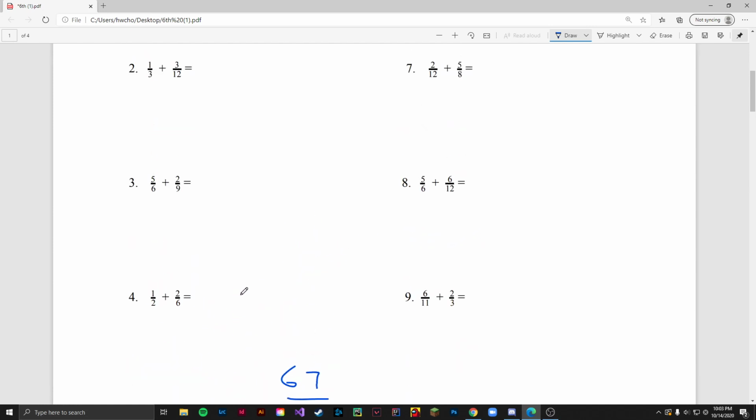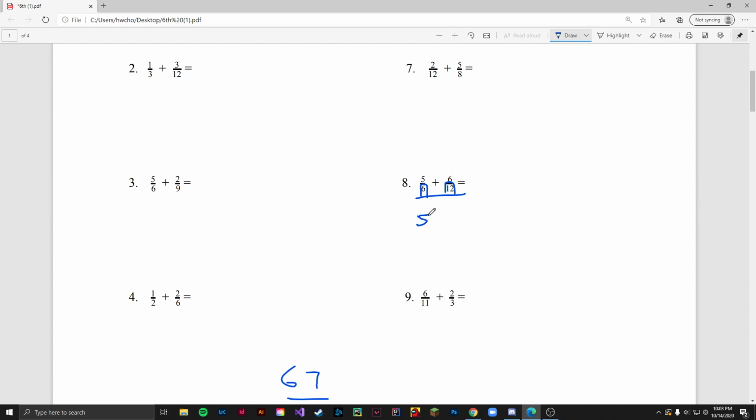Let's go over another one that does have like factors. So let's check out this one. 5 sixths plus 6 twelfths. Well, it can be kind of simplified. So both of them have the common factor 6, right? 12 can just stay the same. 6 just needs to become 12.